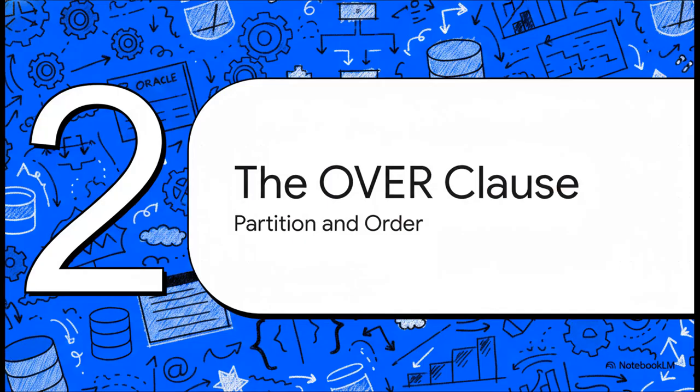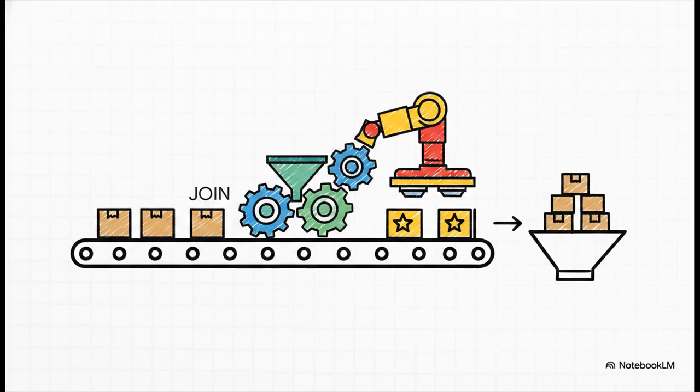Moving right along to Section 2, the magic OVER clause. Okay, meet the OVER clause. When you tack OVER onto a function, it tells the database that this function operates on a query result set. Now, what's genuinely fascinating here is the order of operations. The Oracle documentation specifically notes that analytic functions are the very last set of operations performed in a query. Well, except for the final ORDER BY.